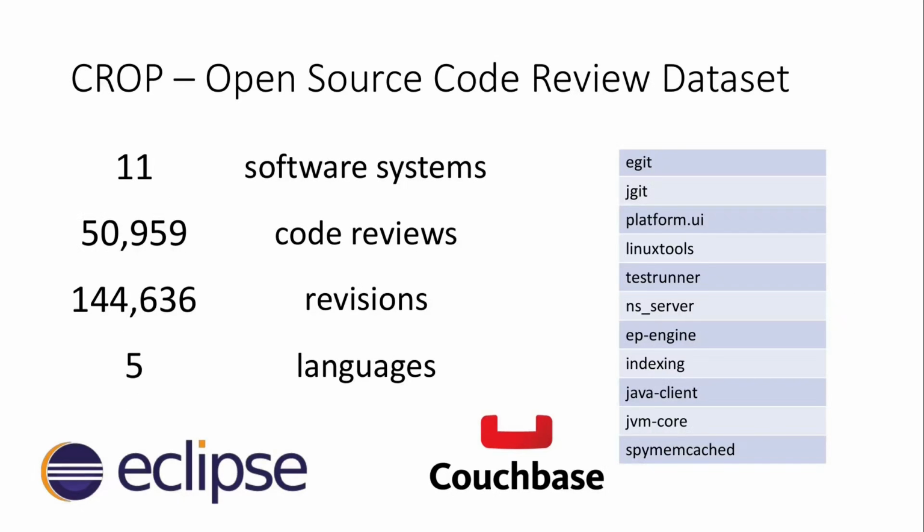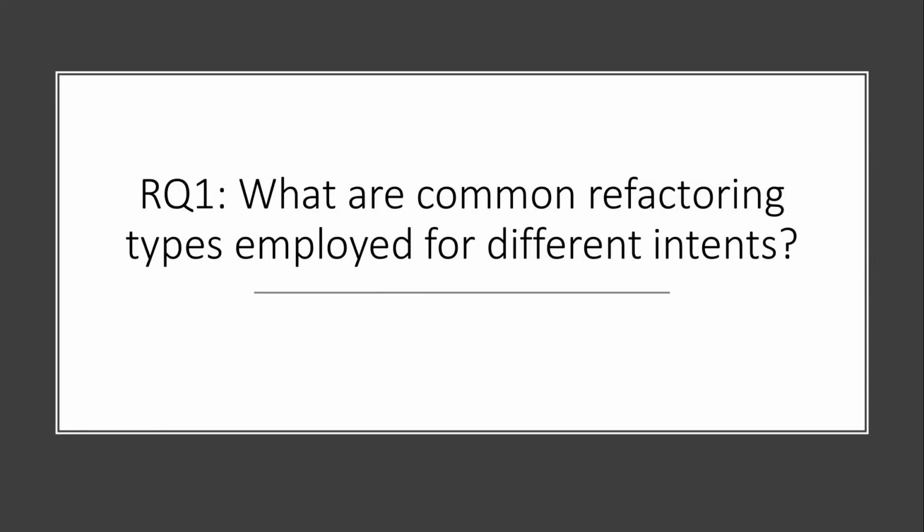To do this, we employed the CROP dataset. CROP is an open source code review dataset that I created during my PhD, and it's today comprised of 11 software systems, almost 51,000 code reviews, and almost 150,000 revisions. We chose all the Java systems on CROP, and for every single code review, for every single code change, we identified the changes in which refactoring operations are employed. So after selecting all the changes in which we could see refactoring operations, we asked a few research questions. The first research question was, what are common refactoring types employed for different intents?